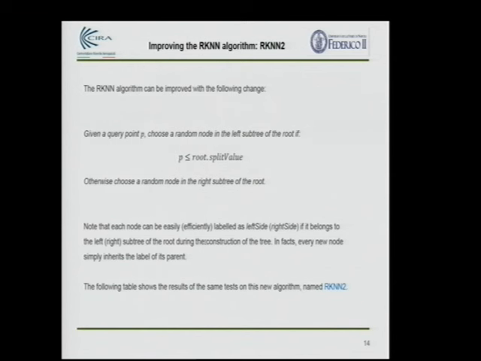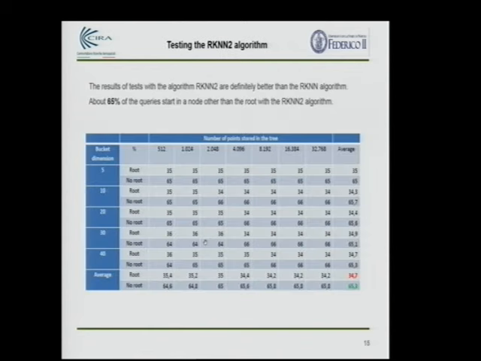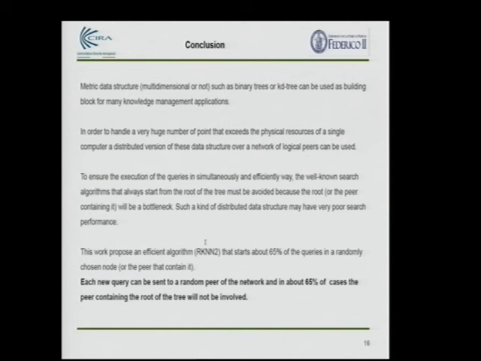We named this algorithm the random algorithm number true, and we can see that the results are much better with respect to the previous algorithms. In 65% of cases, the query starts in a node other than the root. So we can see that each new query can be sent to a random node or random peer in the network, and in about 65% of cases, the peer containing the root of the tree will not be involved. So this peer isn't the bottleneck of the system.